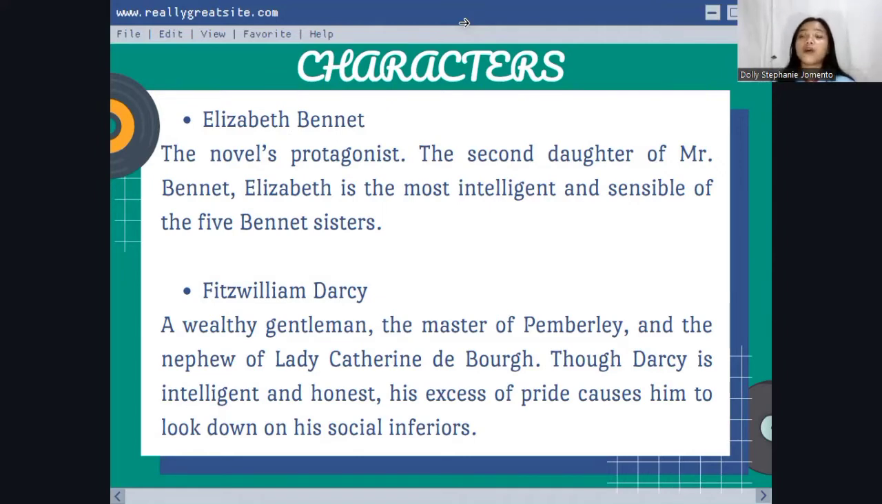Kay ang characteristic manggod ni Mr. Darcy kay he is a wealthy gentleman. He is the master of Pemberley and the nephew of Lady Catherine de Bourgh. Though Darcy is intelligent and honest, his excess of pride causes him to look down on his social inferiors. So Mr. Darcy is very rich, good siya, like na sila mansion ingana. Mr. Darcy's bad first impression sets the Bennets against him. Kay si Mr.